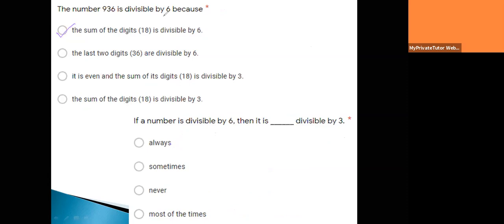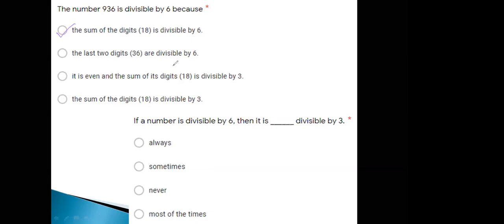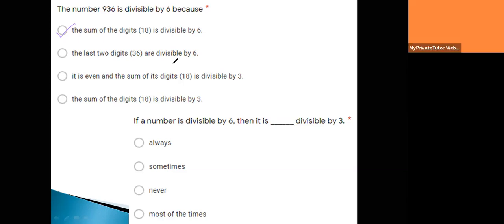936 is divisible by 6. What is the rule for 6? If the divisibility rule of 6, it should be divisible by 2 and 3. Excellent. So which is the correct option? Your explanation is excellent. It is correct. So what is the correct answer?